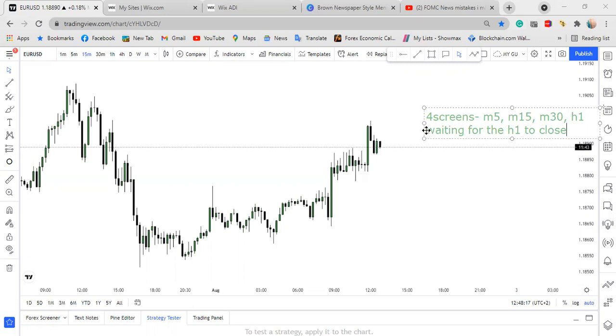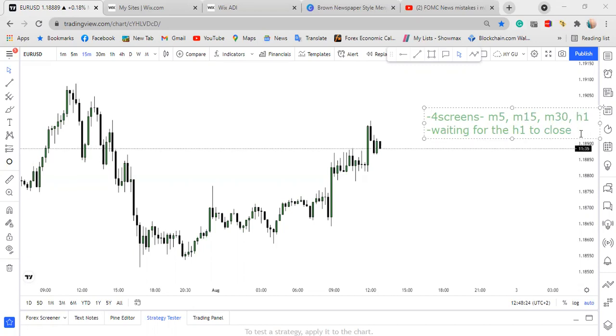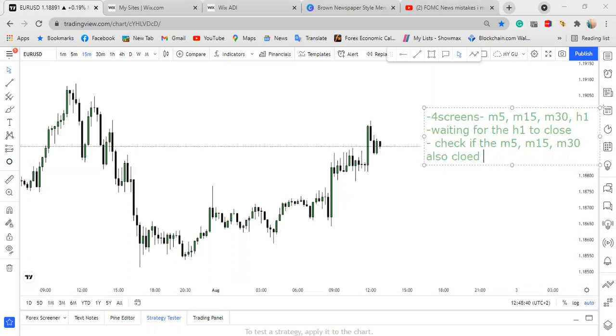After your 1-hour time frame is closed bullish, you are now checking if the rest of the time frames also closed bullish. Check if the M5, M15, M30 also closed bullish. You're waiting to see if they also close bullish. That's another thing to take note of.